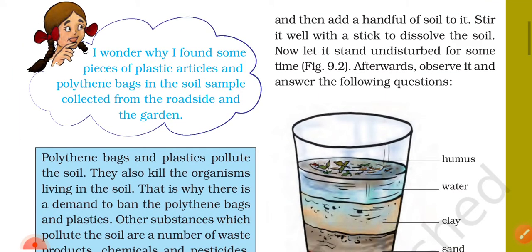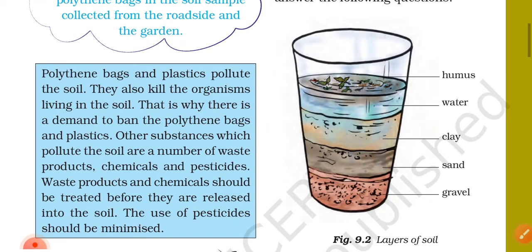I wondered why I found some pieces of plastic articles or polythene bags in the soil samples collected from the roadside and in the garden. Polythene bags and plastic pollute the soil. They also kill the organisms living in the soil. That is why there is a demand to ban polythene bags and plastics.